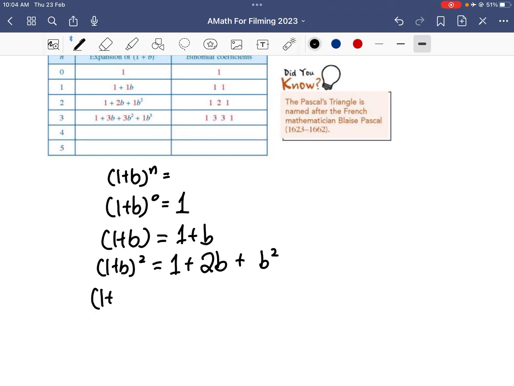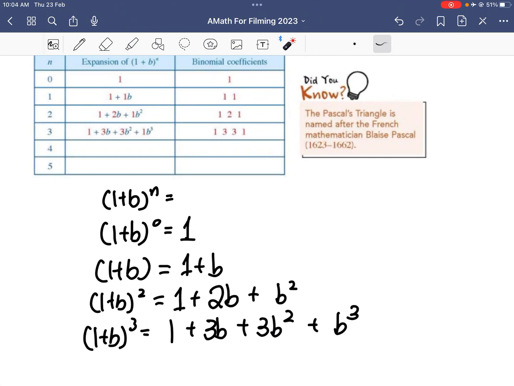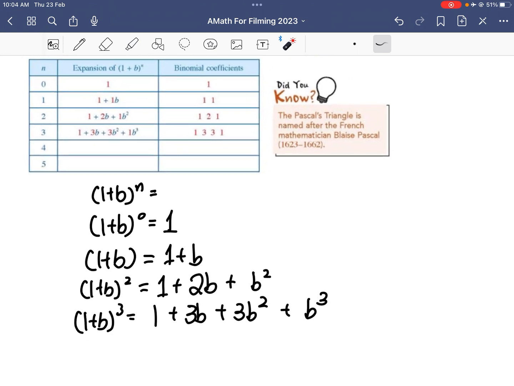Similarly, if I work with (1 + b) cubed, if we expand this, what we should get is 1 plus 3b plus 3b squared plus b cubed. So notice the pattern, okay? There is a pattern to these coefficients, 1, 3, 3, 1. All these actually follow the Pascal triangle itself.